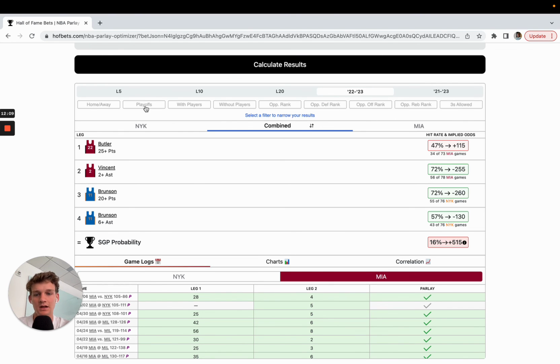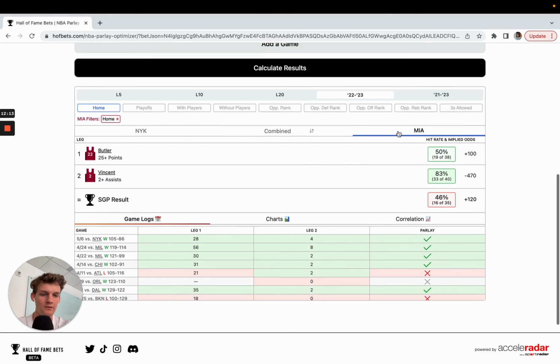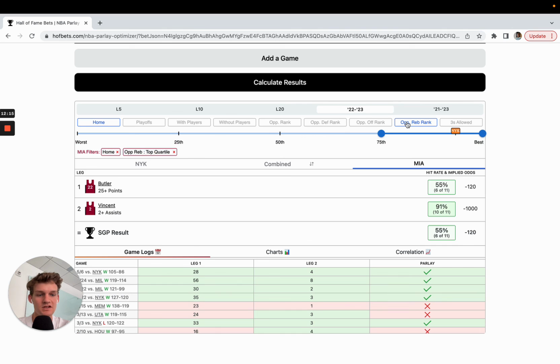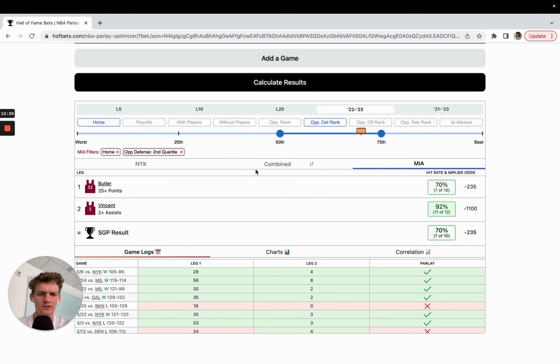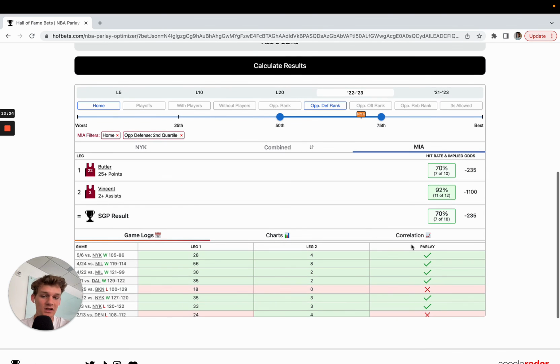Let's say we wanted to see, how has Butler performed in home games? Let's go over the Miami Heat home games against teams who, for example, I selected a few filters there, who are in this quartile defensively. And actually, you could see here it looks pretty good, 7 of 10. So maybe there's an argument we could even extend this further.